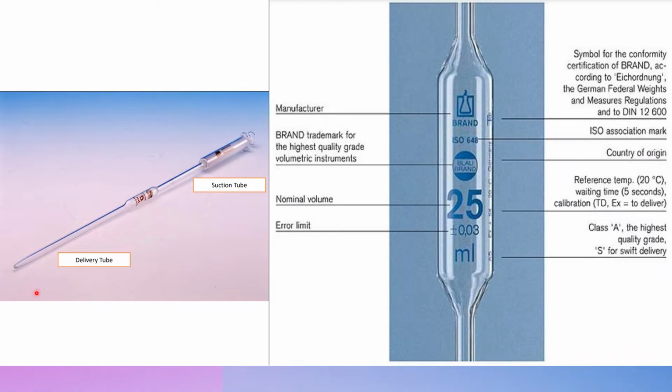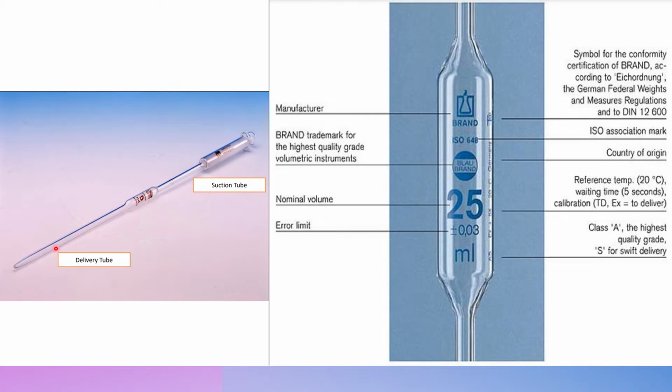So this is what a pipette looks like. Here are the parts. This area here is what we call the suction tube. That is where we attach the rubber bulb. Later, I will show you what it looks like. This area here is the one that you can see is enlarged. And let's read each of the writings and labels one by one.